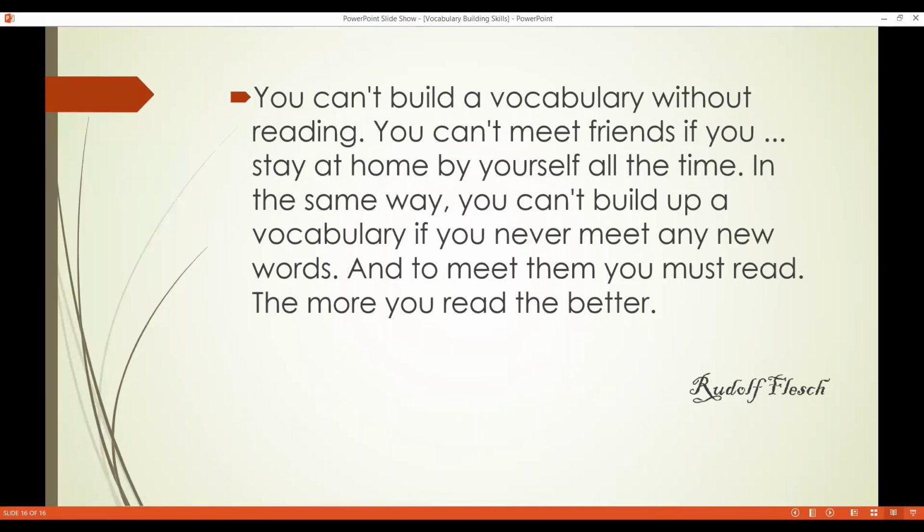I'll end my presentation with a quote from Rudolf Flesch that says, you can't build a vocabulary without reading. You can't meet friends if you stay at home by yourself all the time. In the same way, you can't build up a vocabulary if you never meet any new words. And to meet them, you must read. The more you read, the better.